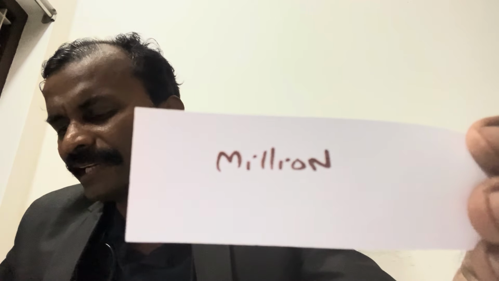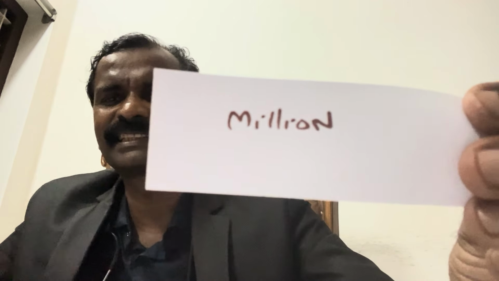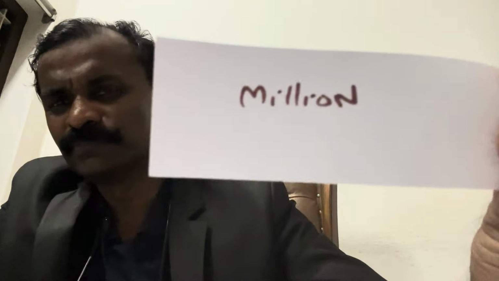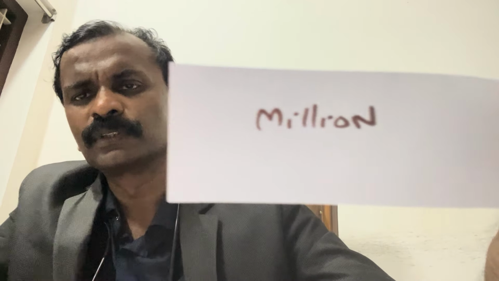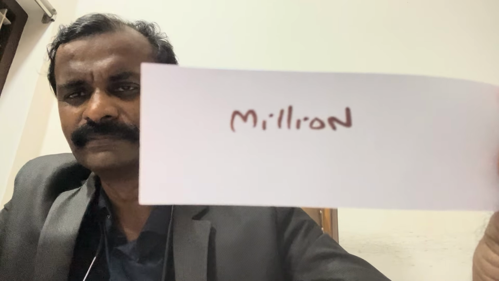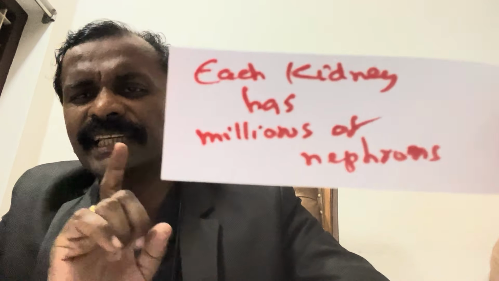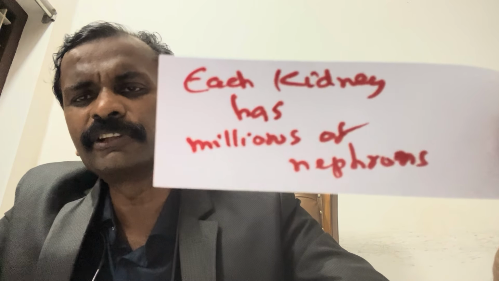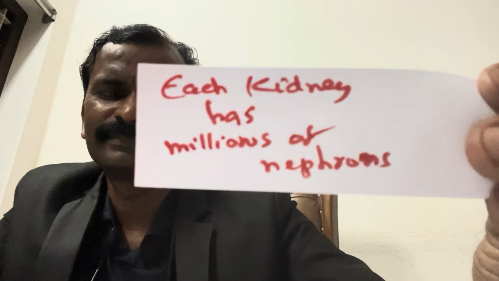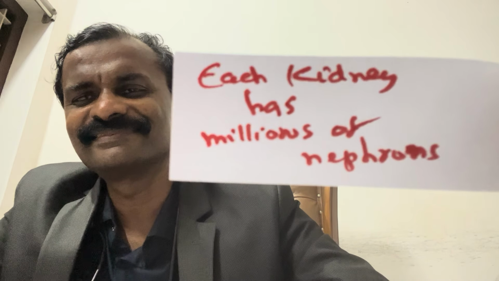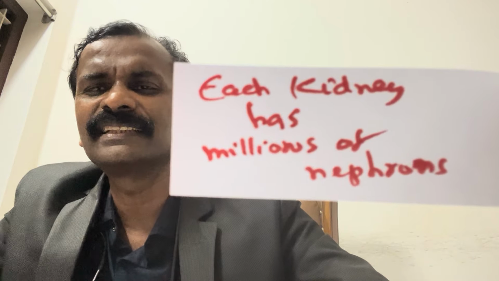They'll give 4 answers: million, billion, trillion, thousands. 4 choices they will give. You have to click the million. So for what question will you answer? You will click million. Each kidney has millions of nephrons.